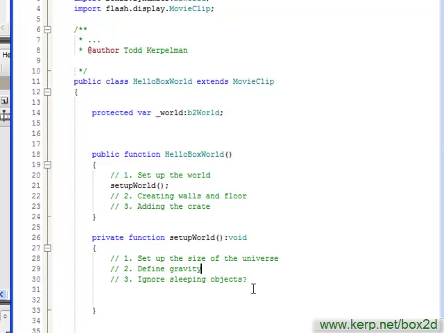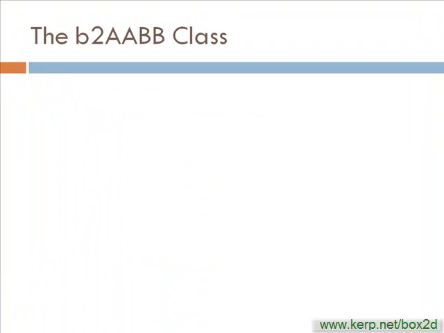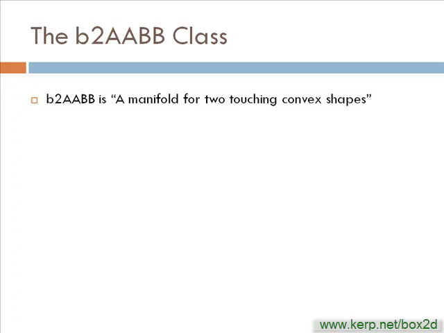But before we do that, maybe it's time to give you a little crash course in a couple of the classes we're going to be encountering in Box2D. So it's back to the PowerPoint. The first class you're going to run into is this thing called the b2AABB class. And according to the source code, b2AABB is a manifold for two touching convex shapes. I don't really know what that means, but basically you can kind of think of it as a rectangle.